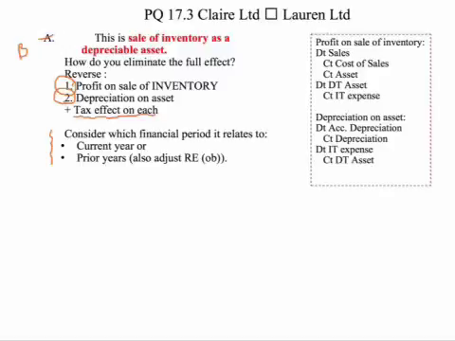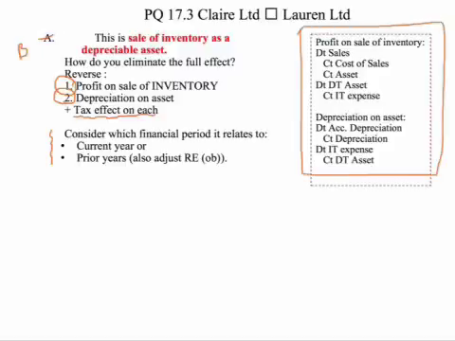As with the other adjusting entries, you always have to consider in which financial period it took place, whether it's the current year or whether it happened in prior years, in which case we also have to adjust our retained earnings opening balance. But this example is a transaction in the current year. I've made here a summary of the entries that will be passed in this instance.